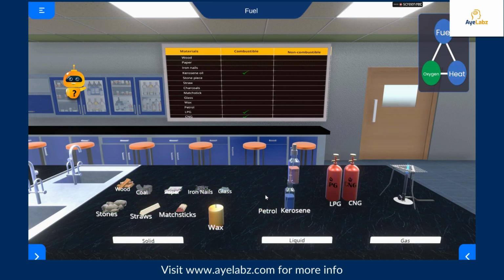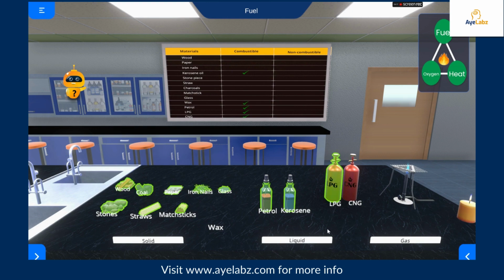Let's take petrol. What about wax? Matchsticks? As you can see, once the sticks are burned completely, fuel and heat become red, which shows that it is not combustible anymore. But basically that is a combustible material. A similar thing works for straw also.